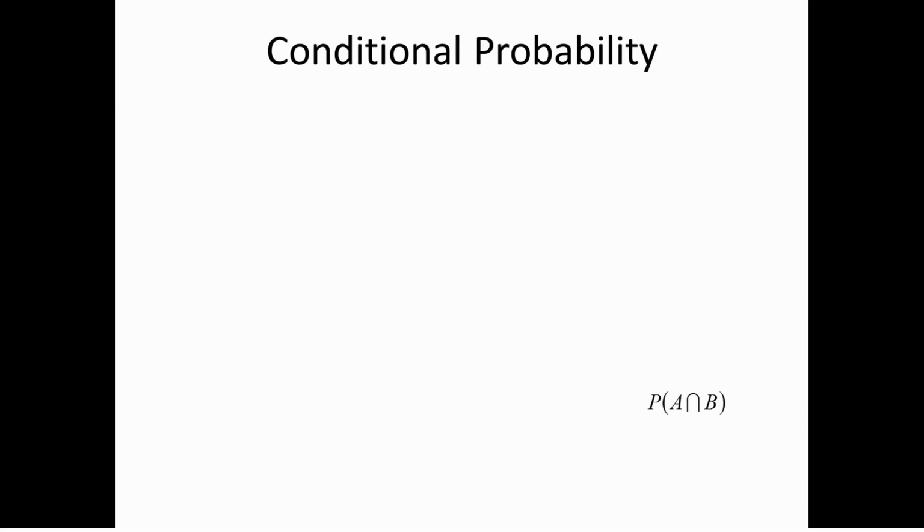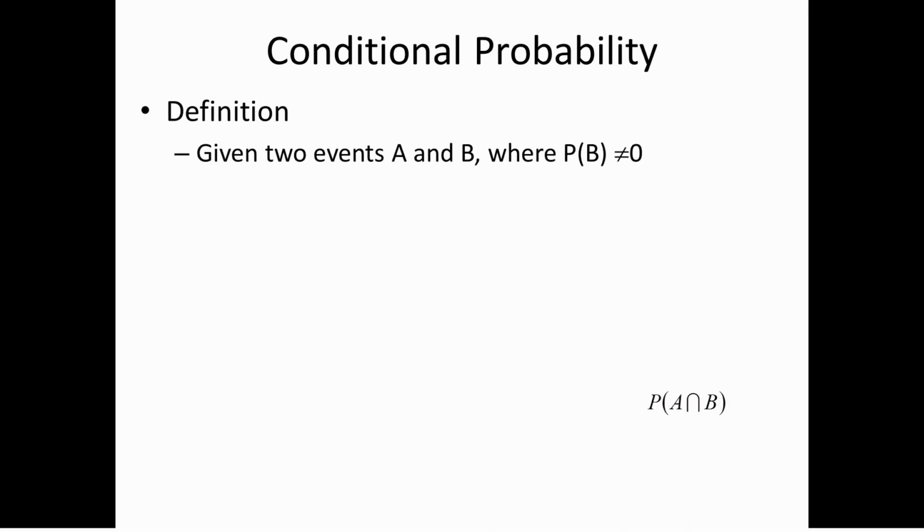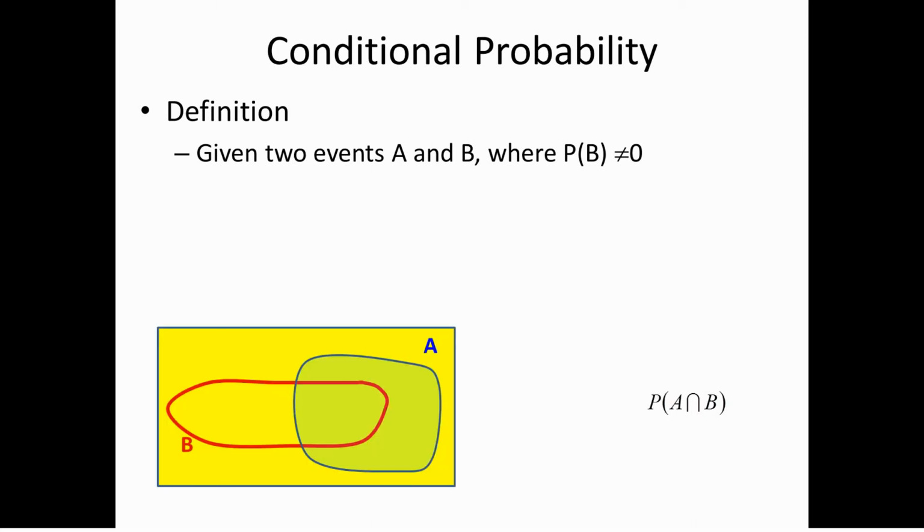One of the things we're interested in a lot is conditional probabilities. So we're going to have two events A and B where the probability that B occurs is not 0. And what we're going to want to know is this: knowing that the event B occurs, what is the probability that A occurs?